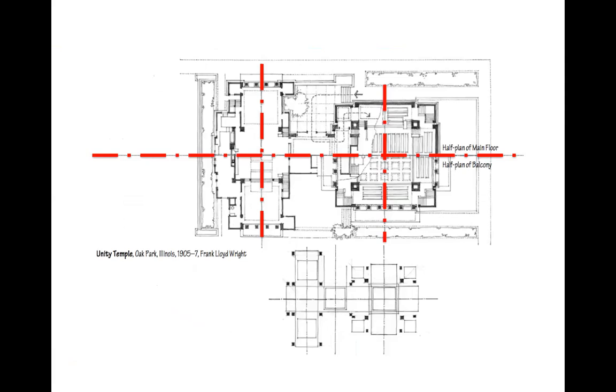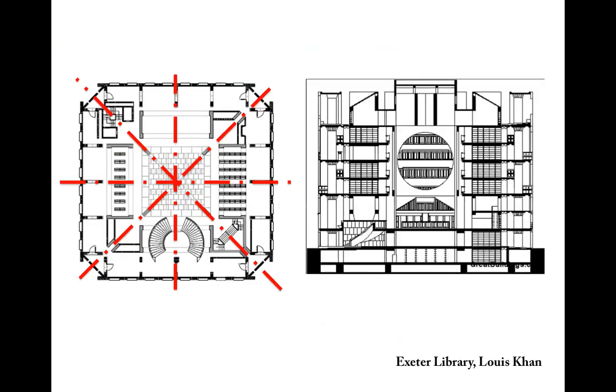In this particular image, multiple symmetries, both major and minor, can add complexity and hierarchy to a composition, as well as accommodate programmatic and contextual requirements. This also can be seen in Exeter Library designed by Louis Kahn. It is very obvious in this floor plan. It can be divided evenly.